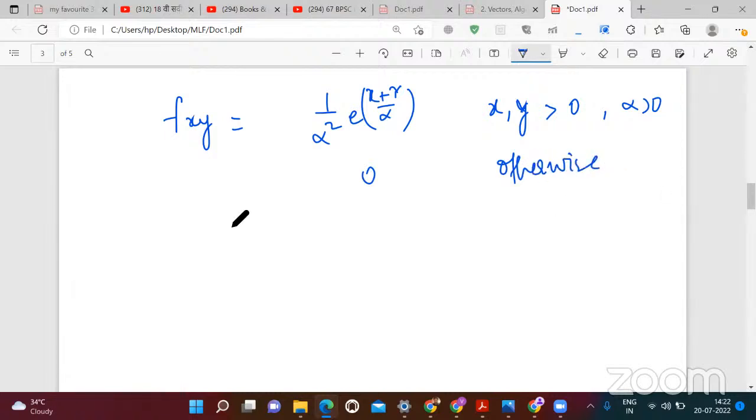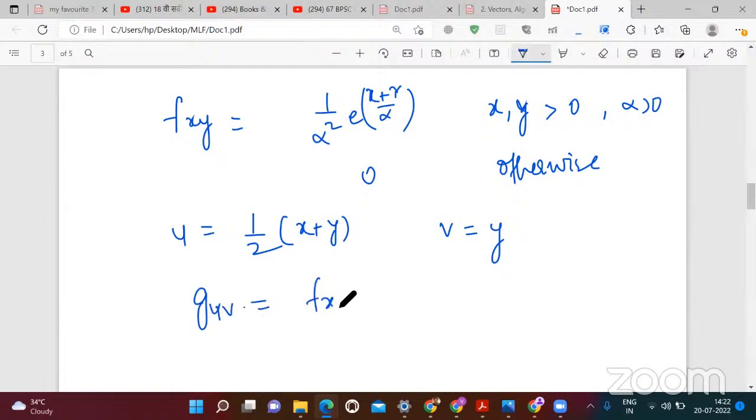Okay, and the transformation is given like this: u is given as half of x plus y, and v is transformed as y. Now you need to calculate the joint distribution of u and v. The basic formula is that f of x,y you already have. You need to first calculate the Jacobian and then the domain of u,v. So do that. I'll wait for a minute or two.